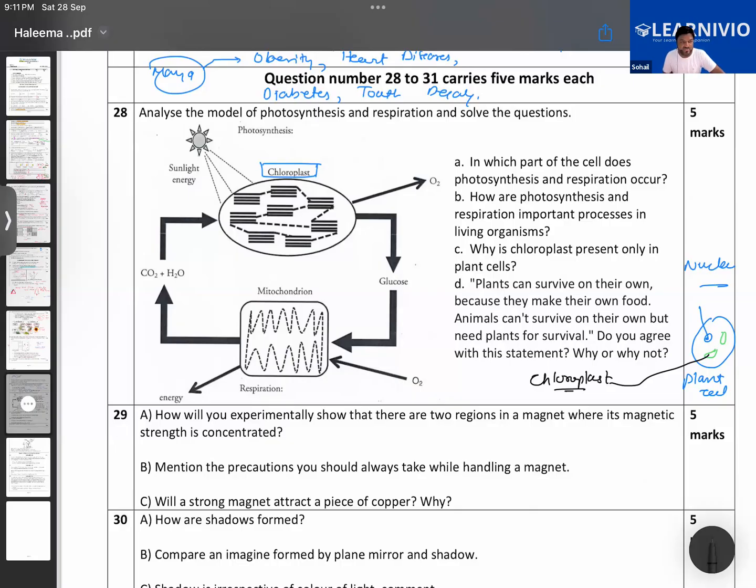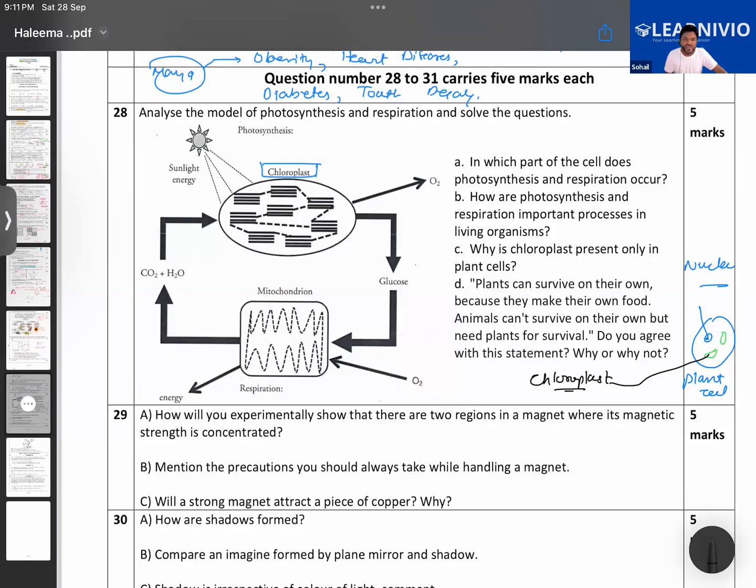They are present in the cells of all the green plants, in the green parts of the plants. Plus, the chloroplast contains chlorophyll in it. Chlorophyll is found inside the chloroplast.